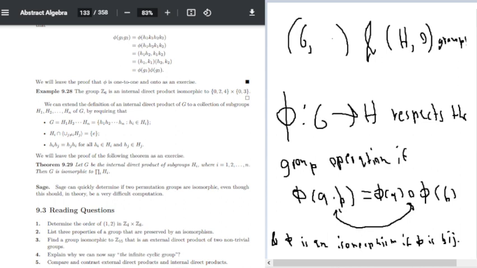From here, we will leave the proof of the following theorem as an exercise. Theorem 9.29. Let G be the internal direct product of subgroups H sub i, where i equals 1, 2, all the way to n. Then G is isomorphic to the product over i of H sub i.